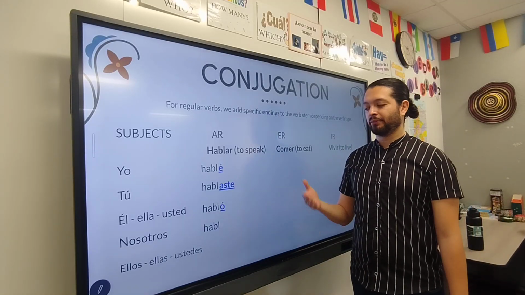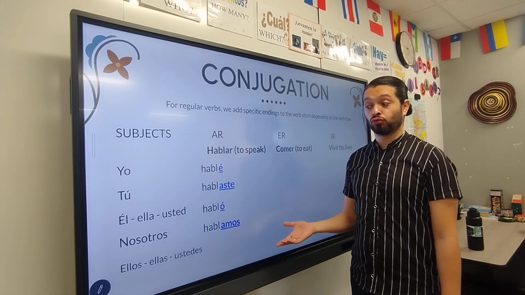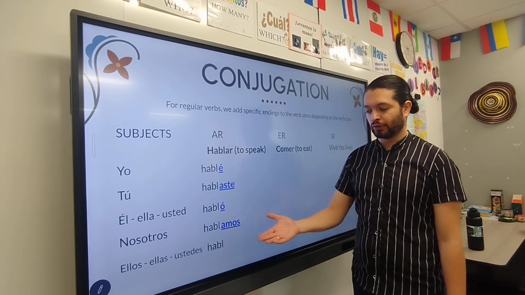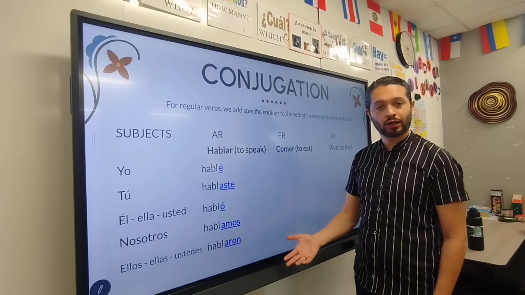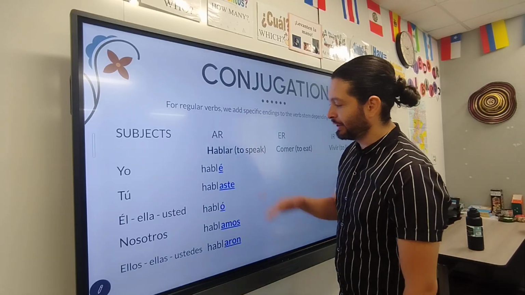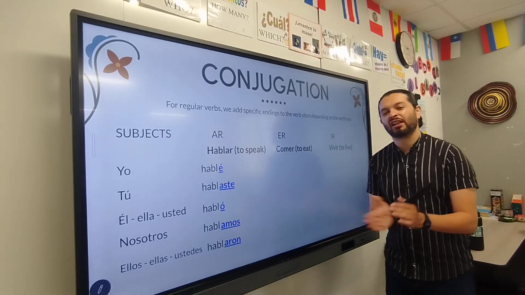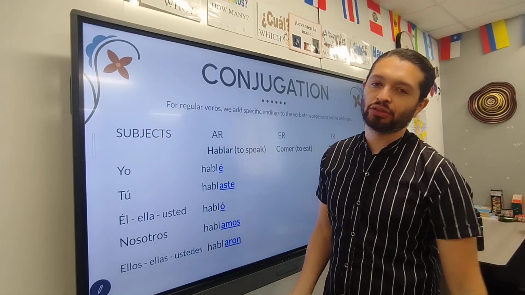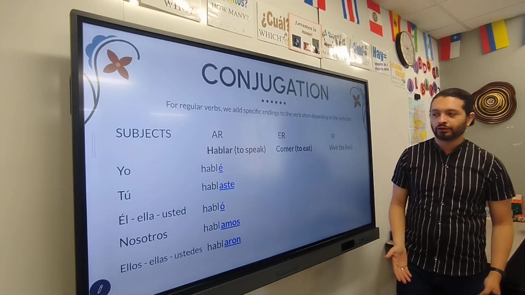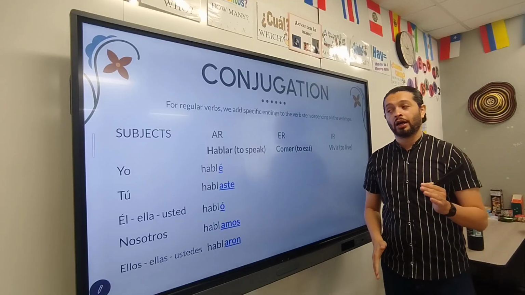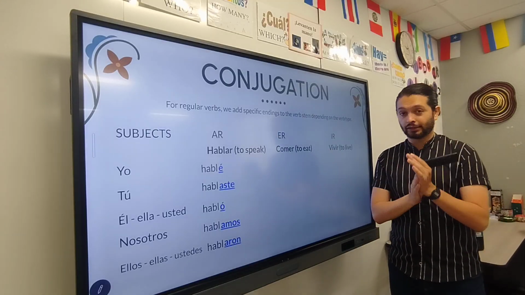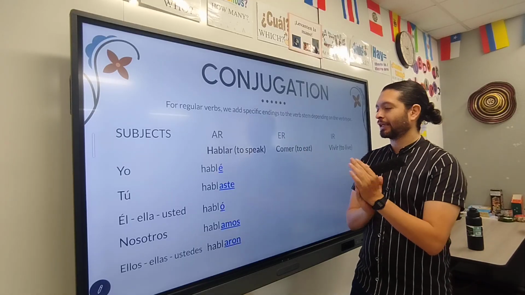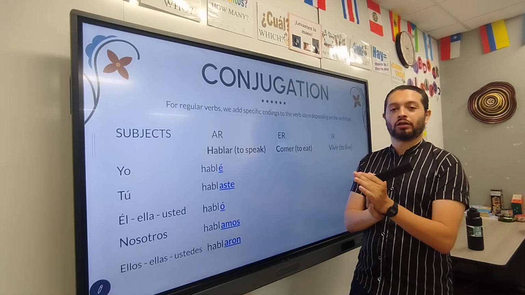Nosotros, we have our stem and amos. And finally, we have ellos, ellas, ustedes, our stem and the ending aron. So as you can see, all our endings are highlighted right here. You can clap, for example, so we can memorize them, and it's going to be easier for us to use them later. So for AR, our endings are é, aste, ó, amos, aron. É, aste, ó, amos, aron.